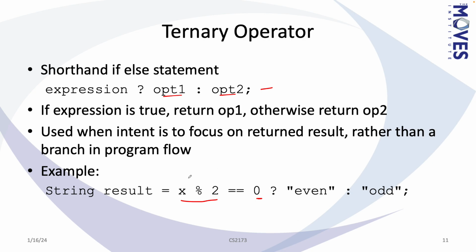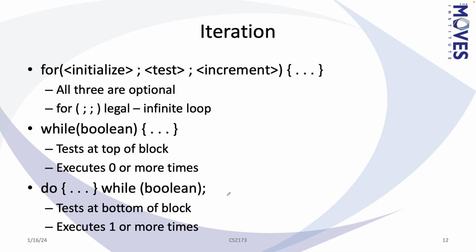Now, actually, my critique of this is that I would put the parentheses here, even though it's not necessary. Why? It's not necessary because the modulo operator binds more tightly than the equality. But nevertheless, this should have parentheses. Okay, so that's a ternary operator. Yeah, so this is all kind of review.